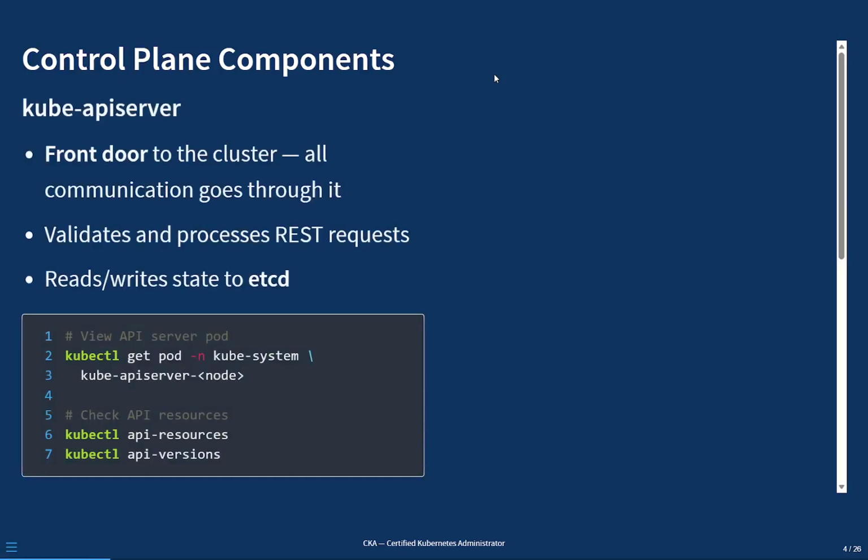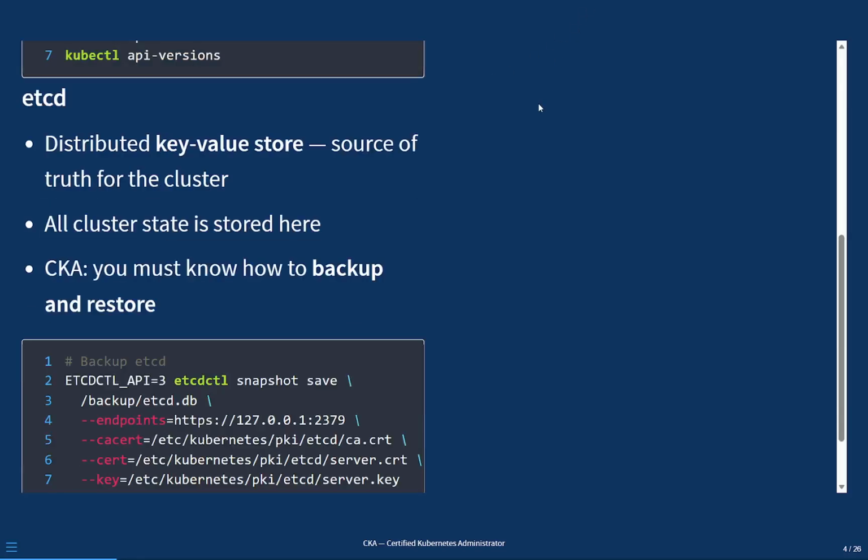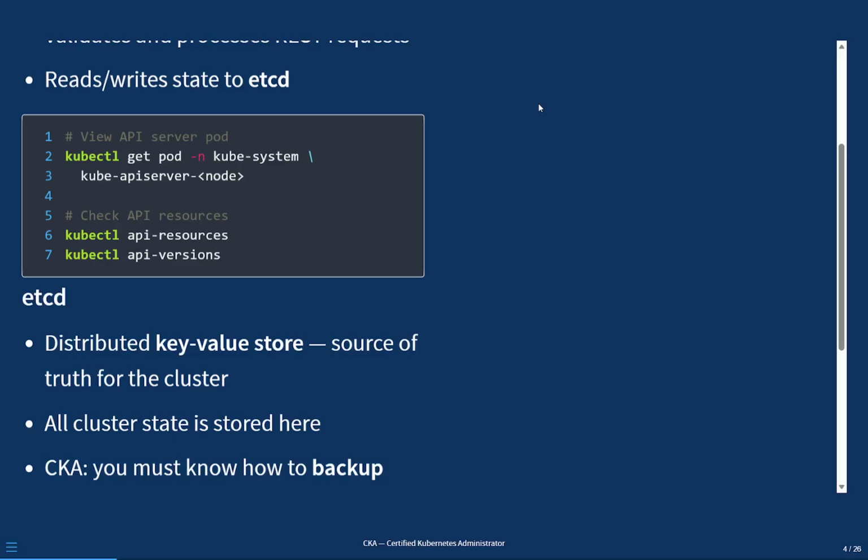Next, let's go one level deeper on the control plane components because the CKA will test you on knowing exactly what each one does. Click kube-apiserver. This is the REST gateway to your entire cluster. Every kubectl command you run is ultimately an HTTP request to the API server. It validates your requests, checks authorization via RBAC, and then reads or writes the desired state to etcd. You can inspect it with kubectl get pod -n kube-system kube-apiserver-<node>.